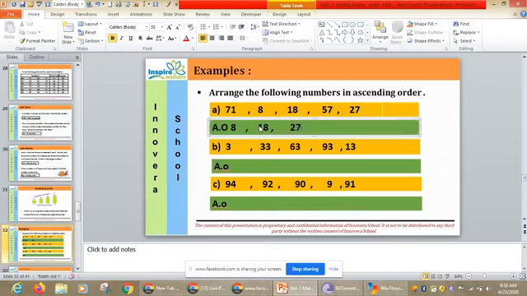So the next number is 27. After 2, is 3 there? No. 4, it is not there. Is 5 there? Yes. So which number has 5? It is number 57. So we will write here 57. And the remaining number, which is the last number left? It is number 71. So the ascending order for the given numbers is 8, 18, 27, 57 and 71.